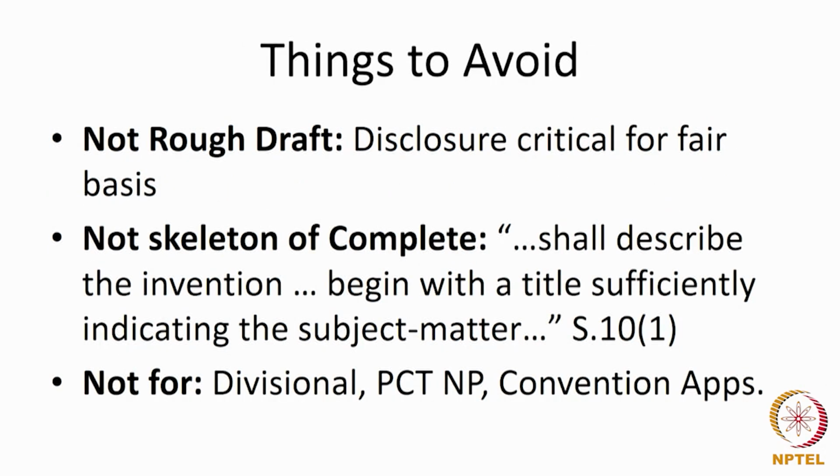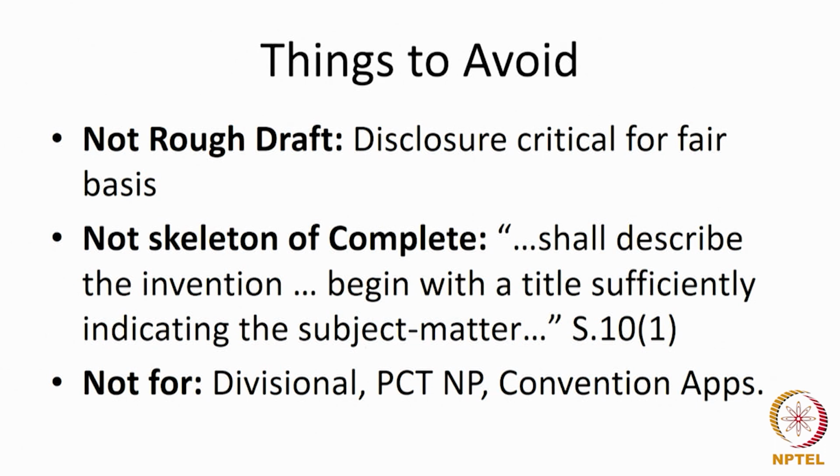Now, what are the things that need to be avoided while drafting provisionals? A provisional should not look like a rough draft. The disclosure is critical, because later on when you file a claim, it is this disclosure that is going to perform the function of fair basis. The fair basis of the claim which you file along with the complete will have to come from the matter that is disclosed in the provisional. So, the disclosure is critical, because to claim priority, this disclosure should be enough to draft a claim which can be fairly based on this.